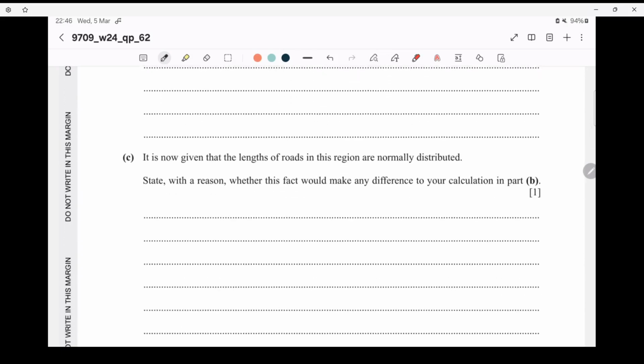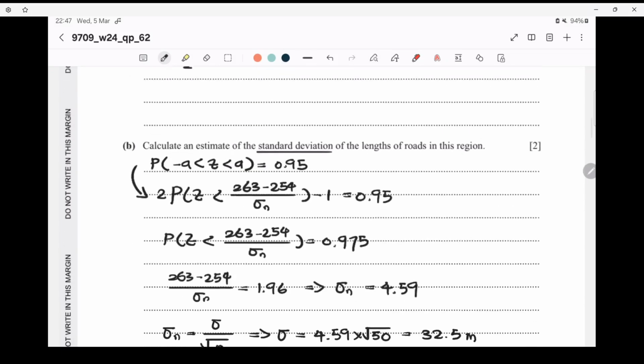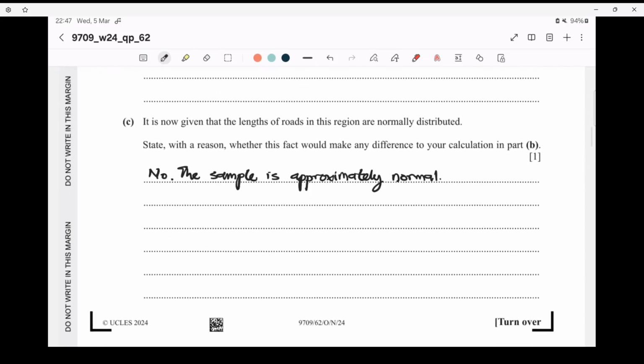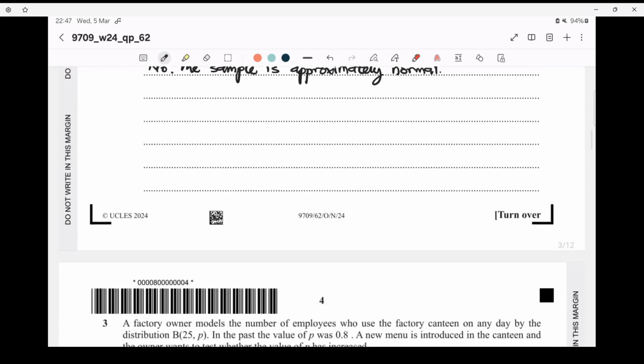So it is given that the lengths of the route are normally distributed. Whether or not this will make any difference, the answer will be no, because 50 samples is enough for you to use the central limit theorem. So the reason is because the sample mean is approximately normal because of how big your sample size is, 50. So that's the reason.